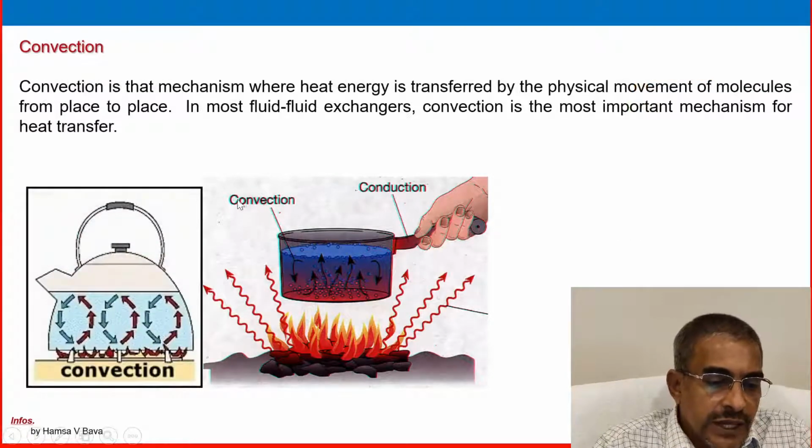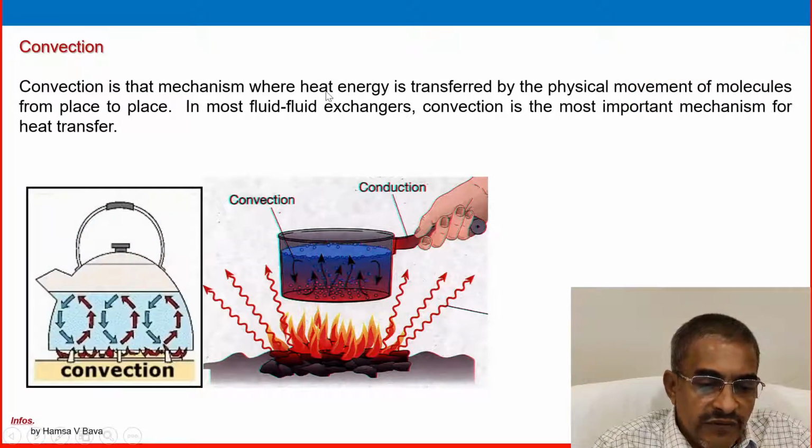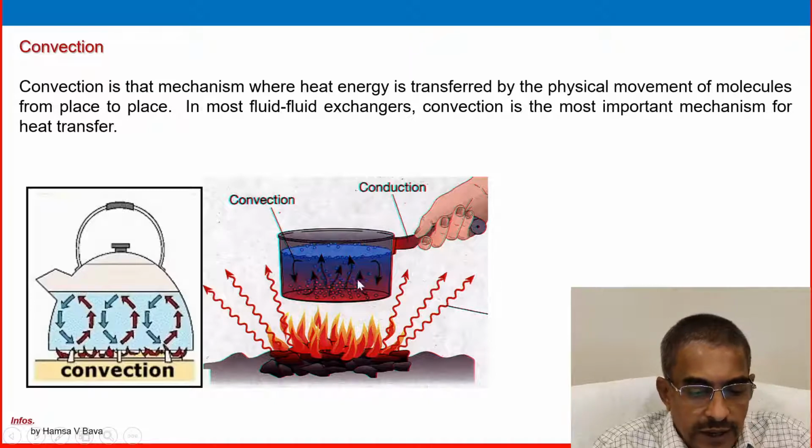And convection is the mechanism where heat energy is transferred by the physical movement of molecules from place to place. In most fluid exchangers, convection is the most important mechanism for heat transfer. Look at that one. Here is the symbolic pictorial representation of convection, and here it is showing both.